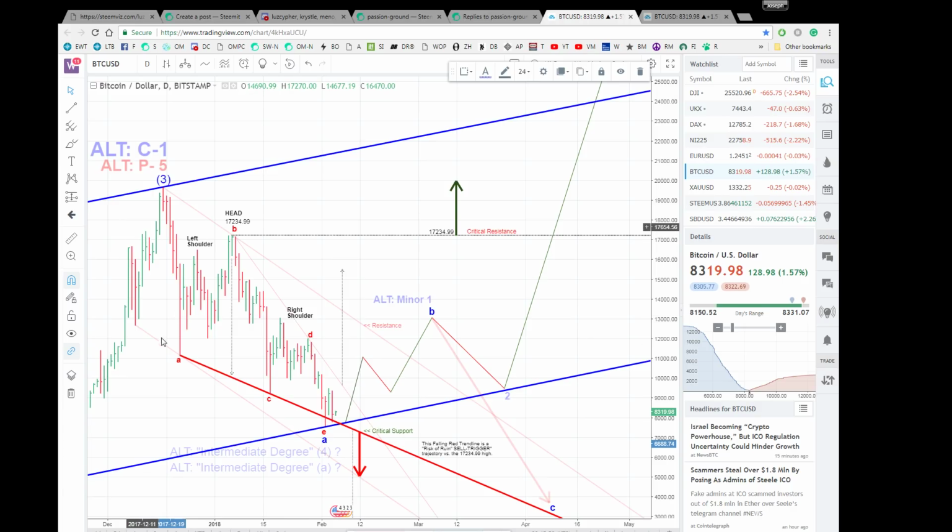That this 5-wave overlapping falling wedge pattern here has marked the entirety of this intermediate degree wave 4 down. And if that's the case, we're going to get 5 waves up to minor wave 1, 3 waves down to minor wave 2, and then minor wave 3 is just going to go ballistic. We're up at 24,000, 25,000. It's just going to go crazy.